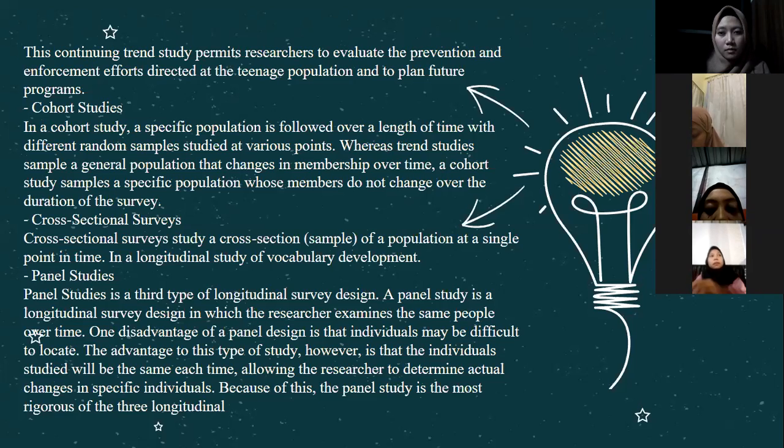In a longitudinal study of vocabulary development. Third, panel studies. A panel study is a third type of longitudinal survey design, in which the researcher examines the same people over time. The disadvantage of a panel design is that individuals may be difficult to locate. The advantage to this type of study, however, is that the individuals studied will be the same each time, allowing the researcher to determine actual change in specific individuals. Because of this, the panel study is the most rigorous of the three longitudinal designs.